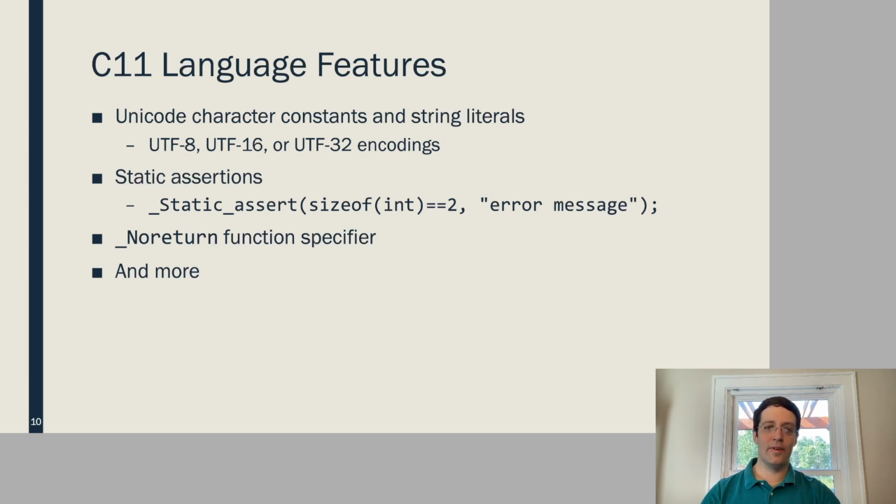So for example, in this case, we can check that the size of the int type is what we expect it to be. Another C11 feature is that there's now a noreturn function specifier that's just used to explicitly declare that a function does not return to its caller. And again, these are just some of the features. There are more that I don't have time to get into here.